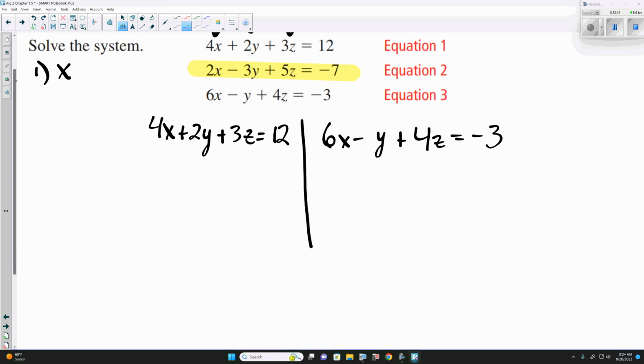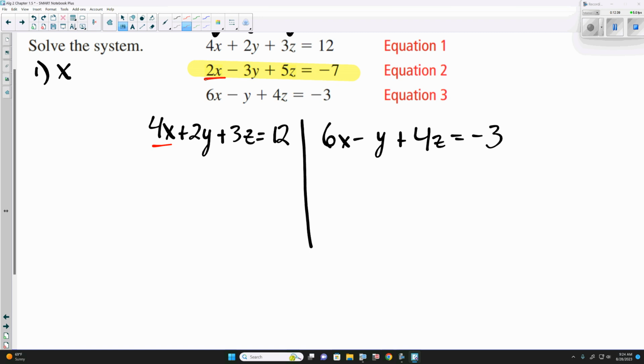Now the next step I'm going to do out to the side. This is scratch work, so I would not put it below either one of these. We actually need to get the x's to be the same. If we look at the one on the left, the value in front of x is 4. So we need this 2x to be 4x, and to get it to be that, we need to multiply it by 2.